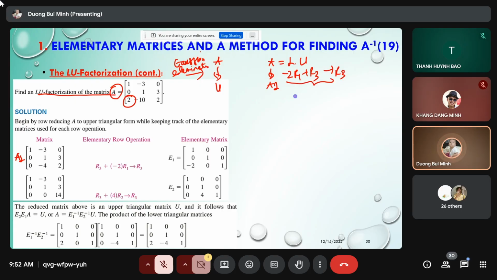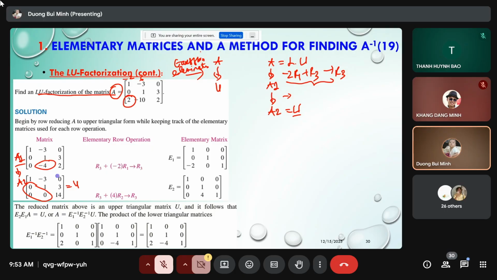So if we apply this step, you can get A1. This is minus 2, and this one is 6. So minus 2 and 2, you get 0. 6 plus minus 10, you get minus 4 and 2. Now I would like to get A2. I want to modify this one to become 0. So A2 is U, because all elements below the diagonal are 0. So this is an upper triangular matrix.